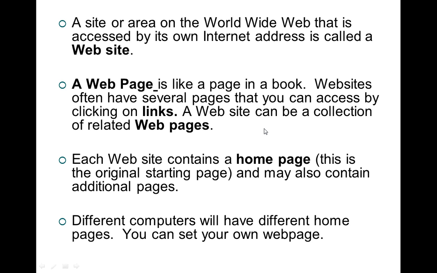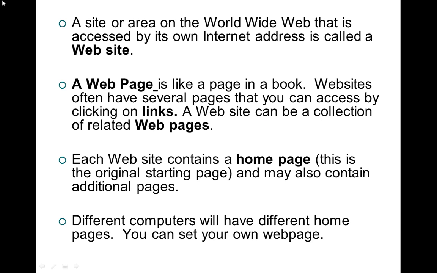The next point is an important one. A website can be a collection of related web pages. A web page is the page that contains the information, and a website is the site used for collecting the web pages. So what is the difference between a website and a web page? A website is a collection of web pages, and web pages are the collection of information.